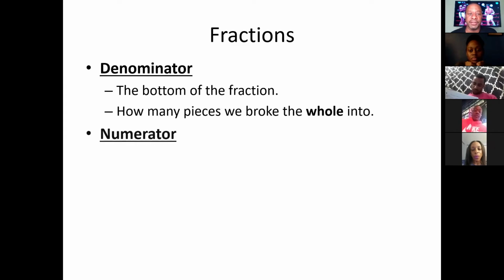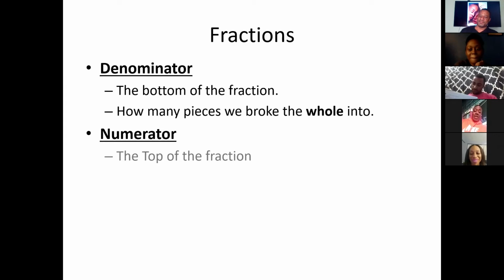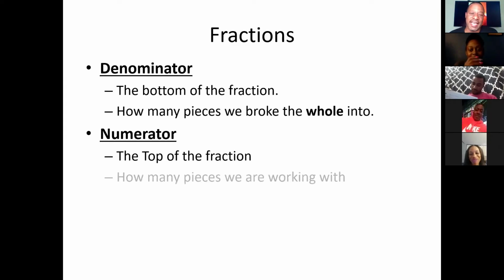All right, what's the numerator? The top of the fraction. The numerator is the top of the fraction. Yes, it is. And it's how many pieces we're working with.